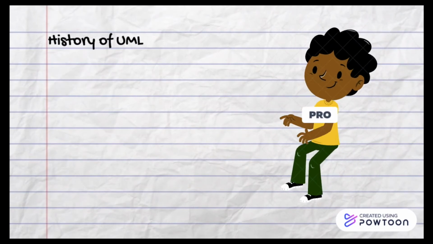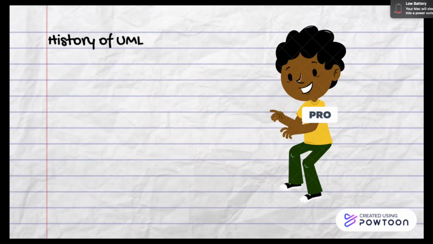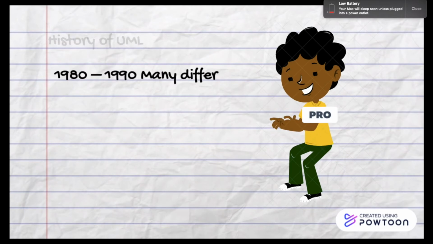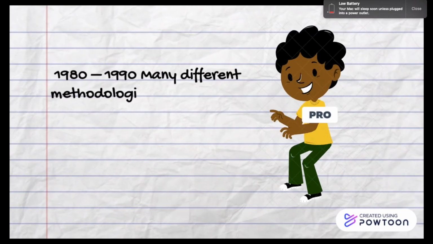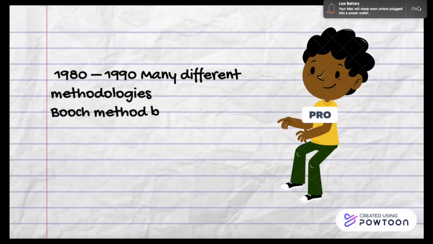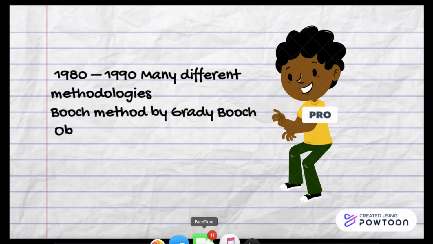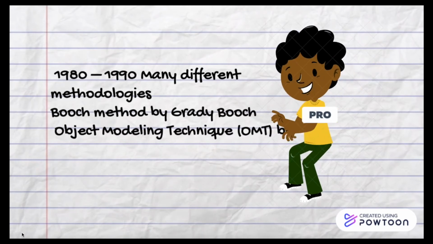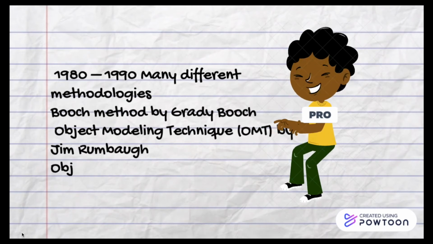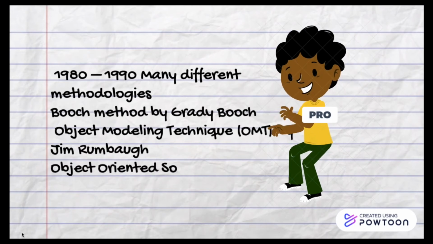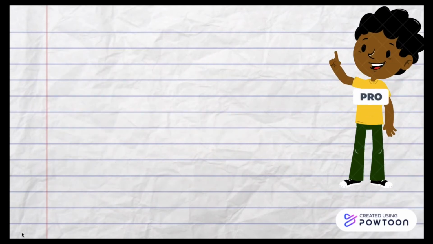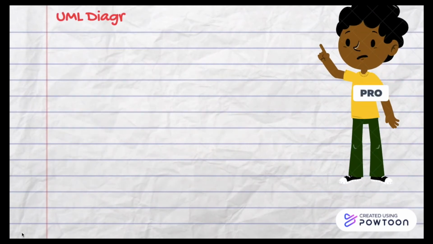So now we switch to today's topic, history of UML. We should understand that we have some history that has been followed in the inception of UML. Between 1980 and 1990, many different methodologies were invoked in the software development industry for modeling. The Booch methodology was developed by Grady Booch, then the Object Modeling Technique, OMT, was developed by Jim Rumbaugh, and then Object Oriented Software Engineering, OOSE, was developed by Ivar Jacobson. These methodologies will be seen in detail in the next class.